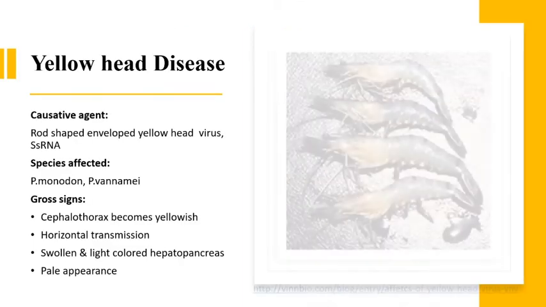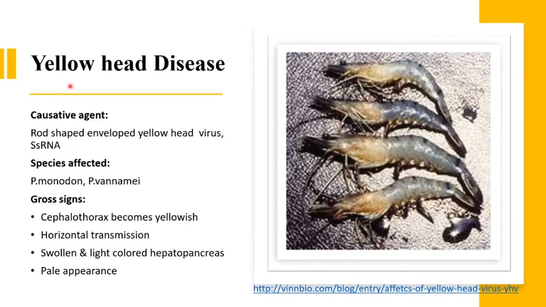The next disease we are learning about is yellowhead disease. The causative agent is the yellowhead virus, a rod-shaped enveloped virus of 40 to 60 nanometers by 150 to 200 nanometers in size, containing single strand RNA. Yellowhead virus principally affects pond-reared juvenile stages of 5 to 15 grams size. The species affected are Penaeus monodon and Penaeus vannamei.